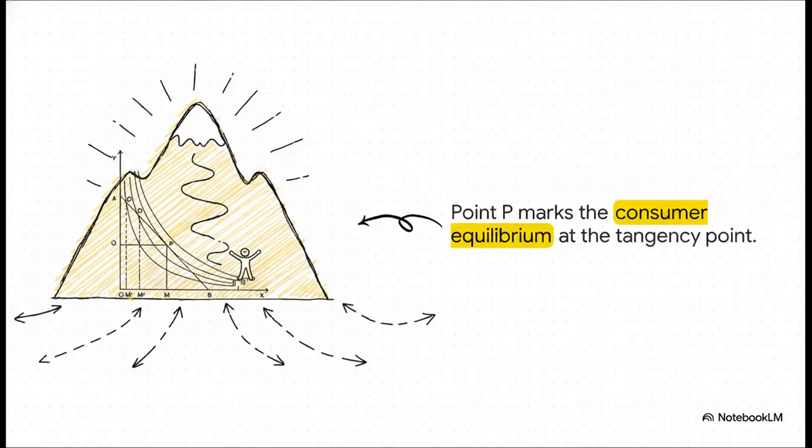So, the ultimate goal of our entire consumer journey is equilibrium. On this graph, that's point P. It is this beautiful mathematical moment where the highest possible satisfaction curve just barely grazes the absolute limit of their budget line. It's the absolute peak of the mountain they can actually afford to climb.